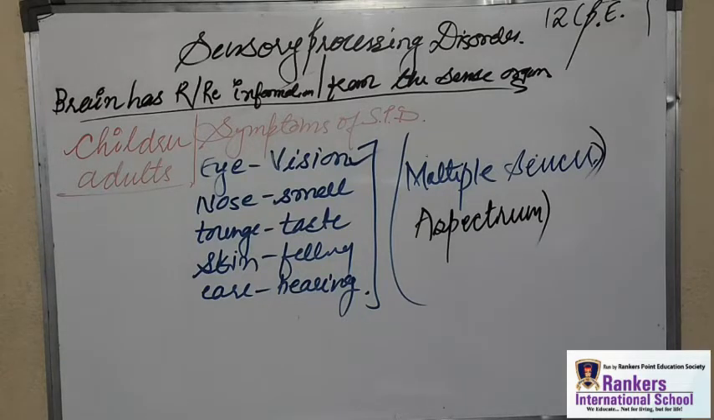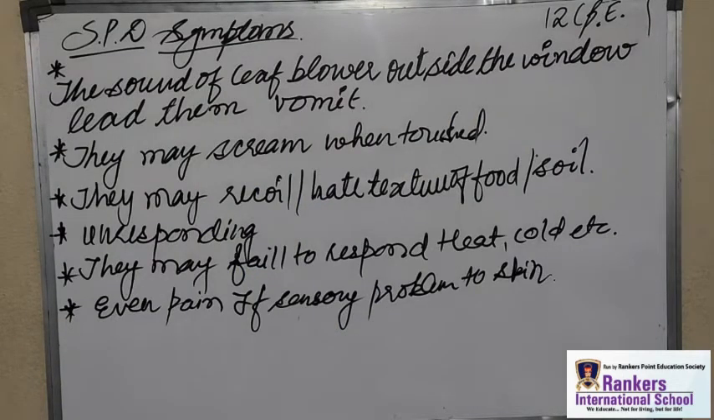So for example, the sound of a leaf blower outside the window may cause them vomiting. A very important thing to note here is which kind of problem occurs with this kind of people. So we were talking about the symptoms of SPD, sensory processing disorder. Students must have understood that it may affect any one sense, like hearing, touch, taste, or it may affect multiple senses. If I'm talking about multiple senses, I'm talking about all the five sense organs: your eyes, which give you the sensation of vision, the nose, smell, the ear, hearing, and the skin, touch or feeling, and many more.